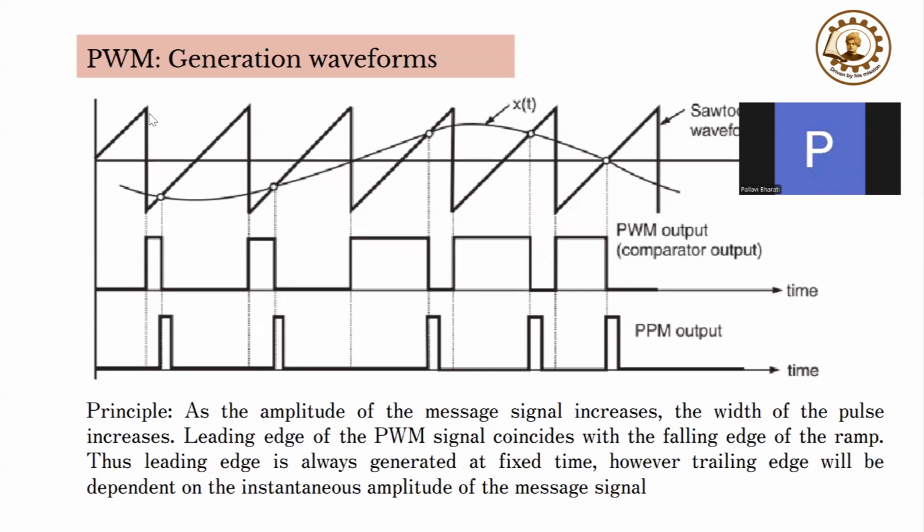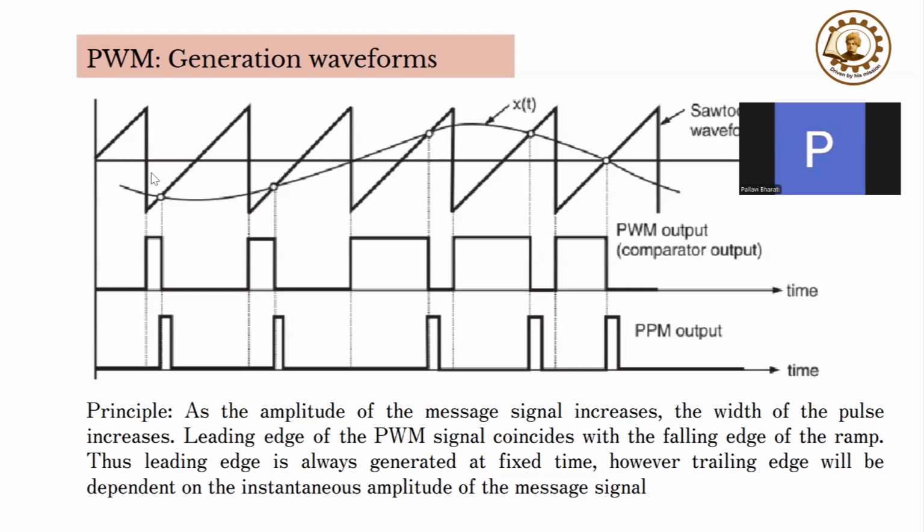How you have drawn this width, just see this portion is called the trailing edge, this straight line. This is the trailing part. So keep the leading edge of the PWM signal coinciding with the falling edge of the ramp. So we are starting at this point: the leading edge of the PWM signal is this point, the trailing edge is this one. The leading edge is coinciding with the falling edge.